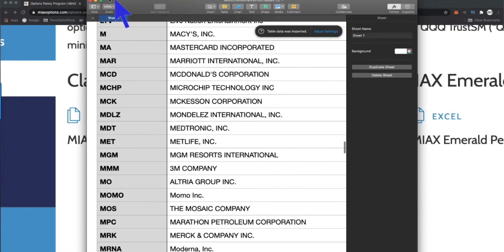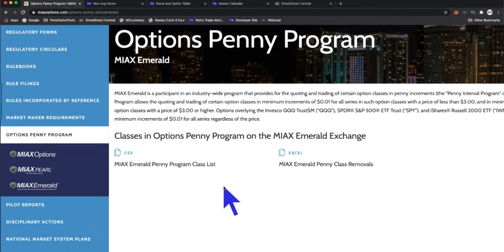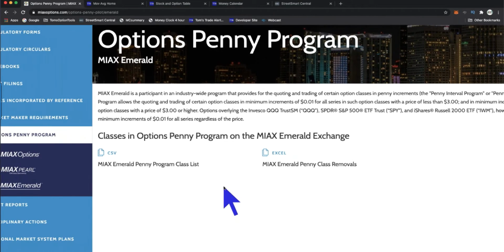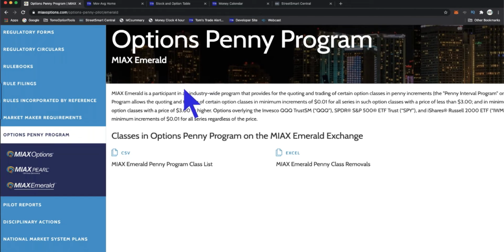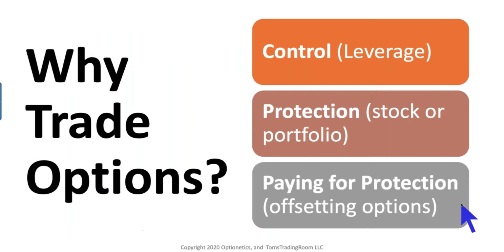Now you can utilize this as your trading list. If you want to bring it down even more, let me show you what you do then. You can also look at options that are weeklies. Those weekly options will bring it down, and you're actually looking at only about 325 options. That's fantastic, but you're Googling Penny Pilot Program to get to that.